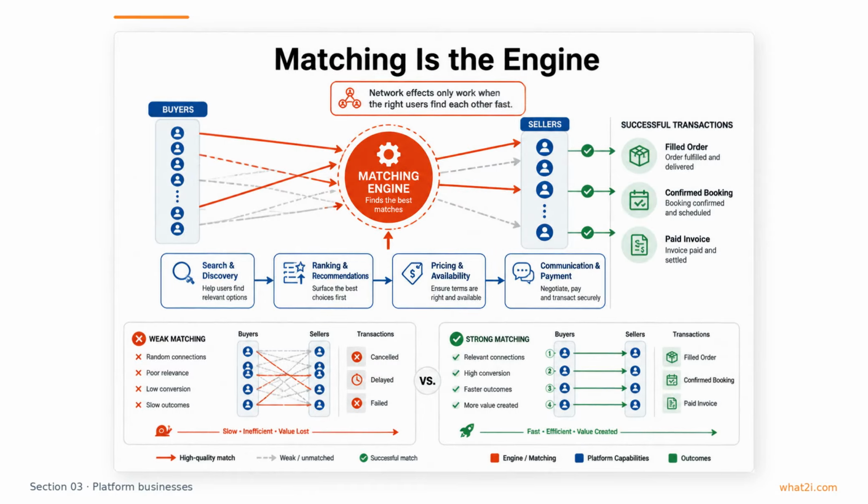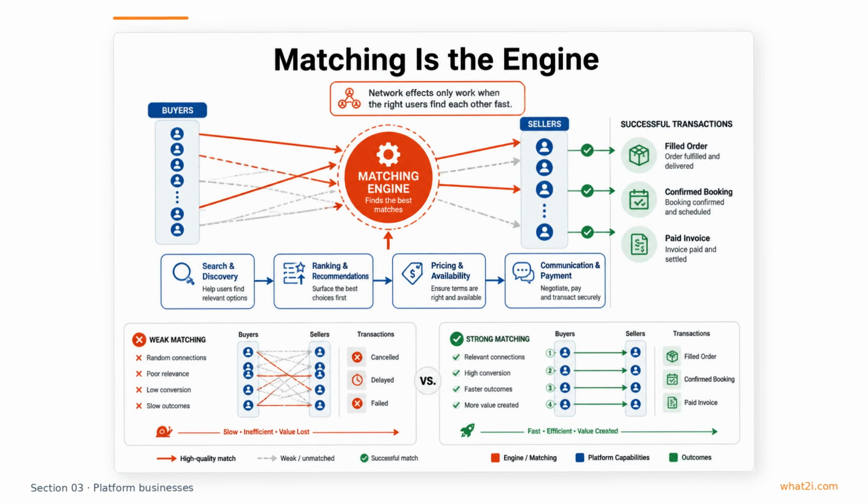Matching is the real engine of a platform business. Search tools help users discover relevant options, while ranking and recommendations help surface the best ones quickly. Pricing and availability systems make the market usable in real time, especially when supply is changing. Communication and payment tools then reduce friction so that a match can become a completed transaction. A platform with strong matching does more than host participants. It improves the chance that the right people find each other efficiently. That is why better matching often matters more than simply having more users.